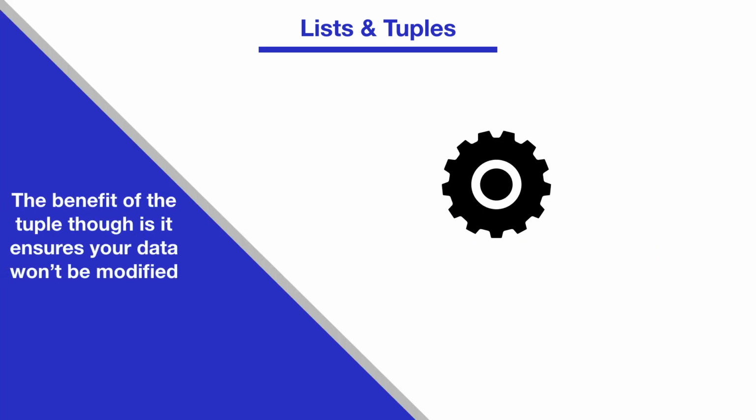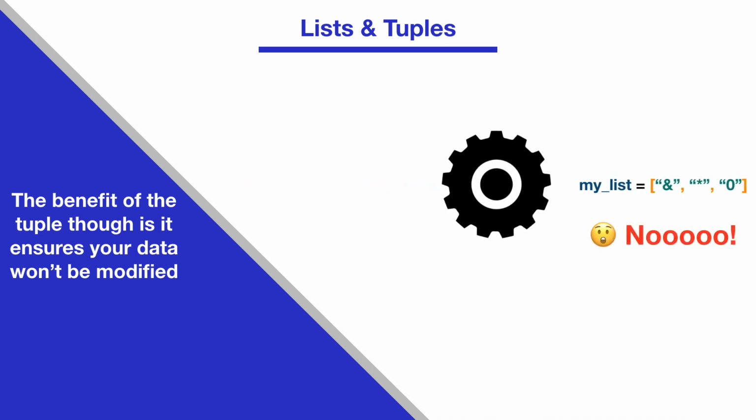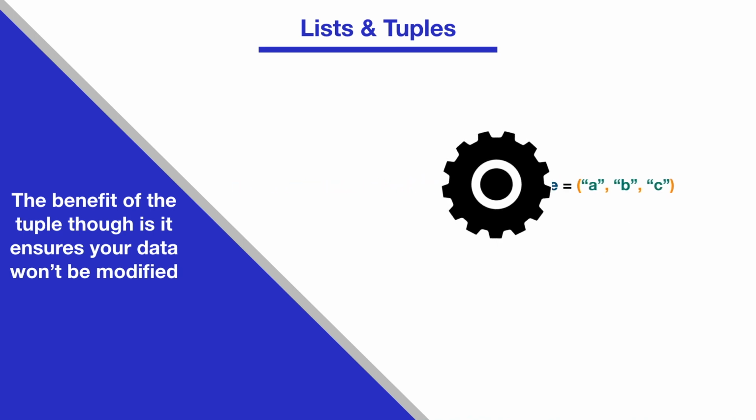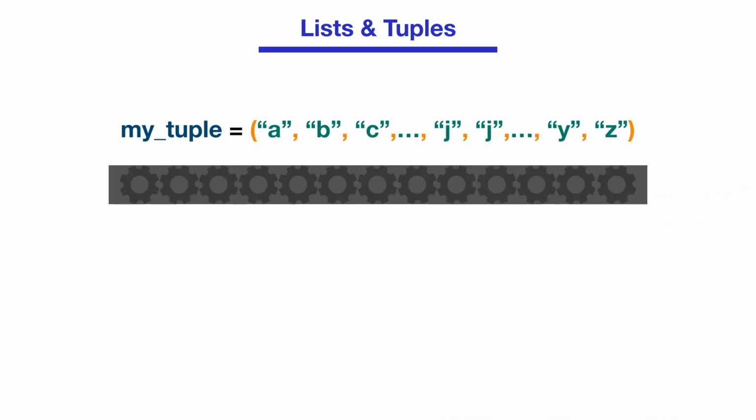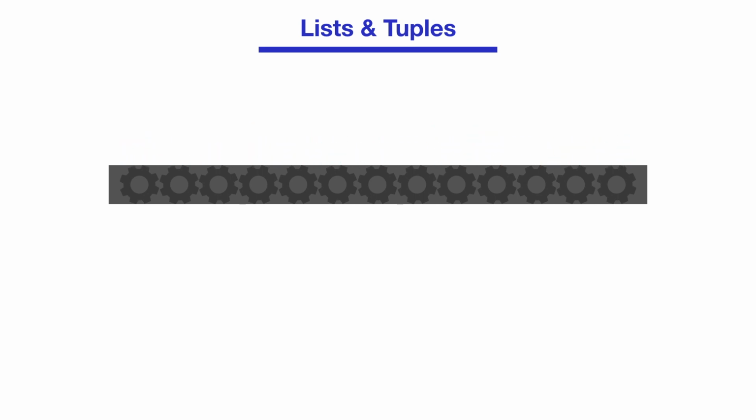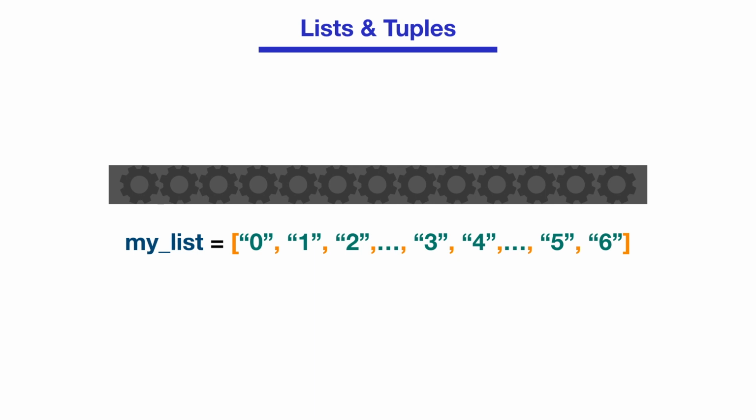The benefit of the tuple, though, is when your program is running, you might not want your container to be modified. So instead of using a list, which can easily be modified by mistake or on purpose, a tuple will ensure that your data won't be changed. And whenever you want to modify your data, you can always create a list and then transfer the data from the tuple to the list, and then you have the ability to modify your data, just like that.